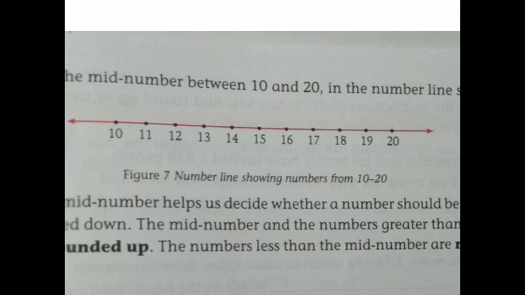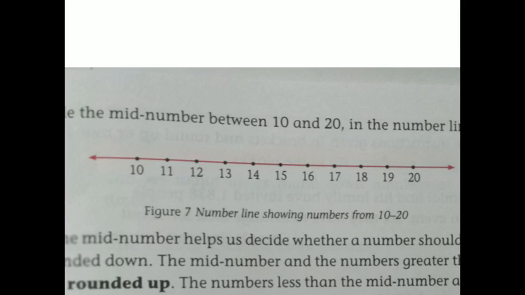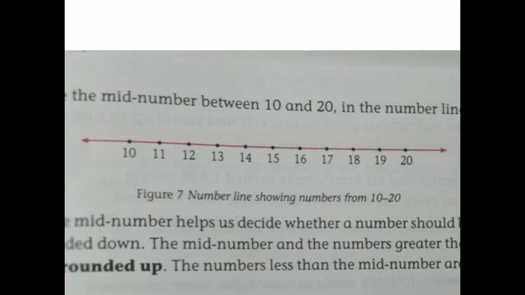Can you find which is the mid number between 10 and 20? Consider from 10: 10, 11, 12, 13, 14. So totally 5 numbers. After these 5 numbers, 15 is the mid number. After 15, how many numbers are there? 16, 17, 18, 19, 20 as 5 numbers. So before 15 there are 5 numbers and after 15 there are 5 numbers. So 15 is the mid number.